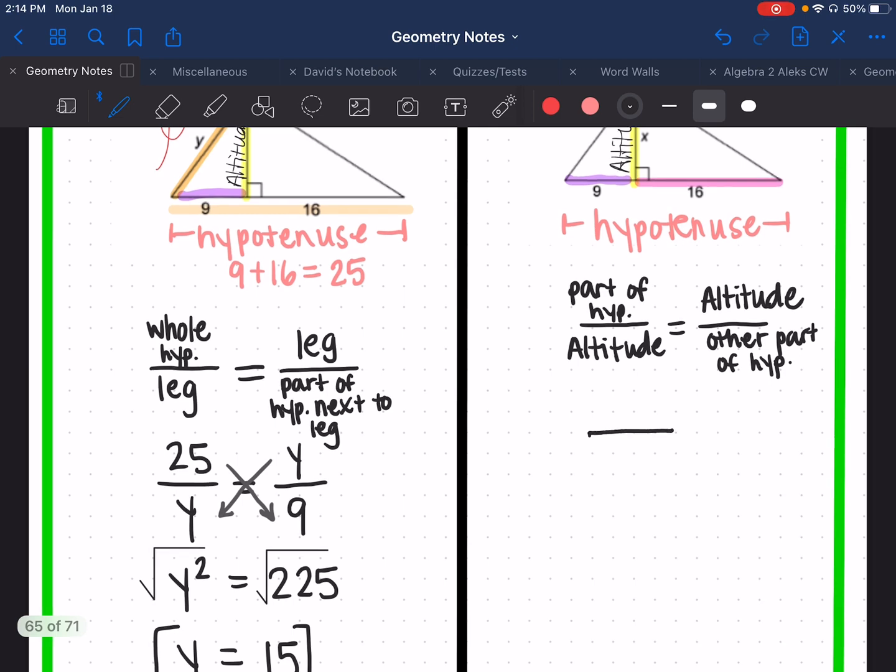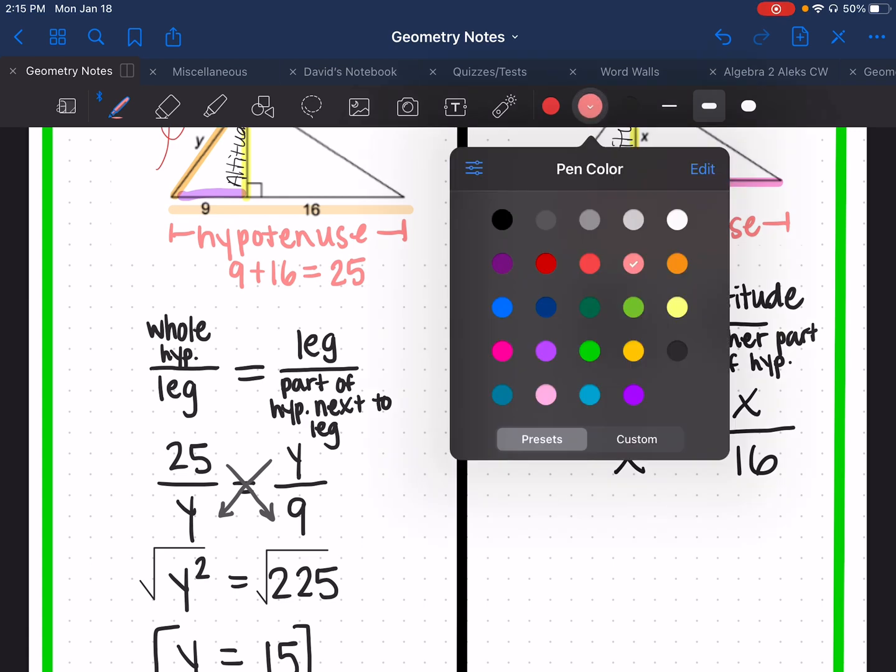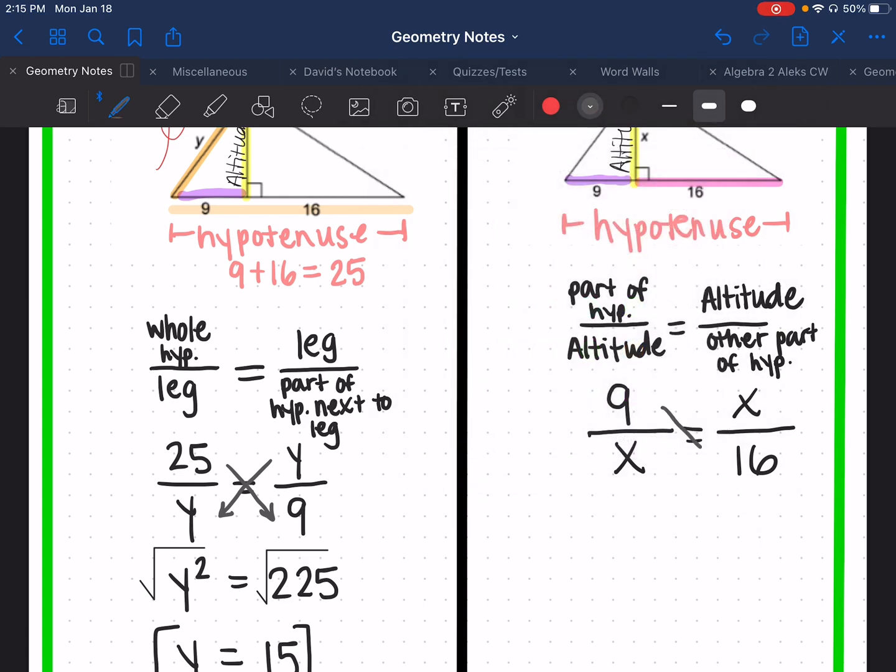Let's go ahead and set it up. So my altitude is x, bottom, top, denominator, numerator. I like to put the purple one here and the pink one there, but it doesn't really matter. Let's go ahead and cross multiply. You're going to do 9 times 16 and x times x. I like to keep the x squared on this side, and 9 times 16 is 144.